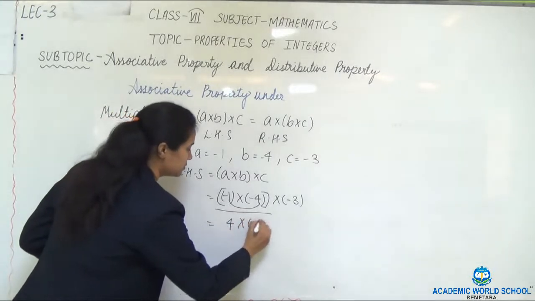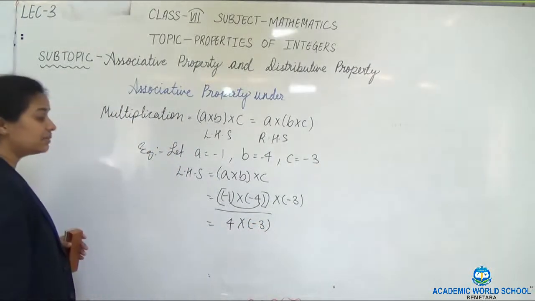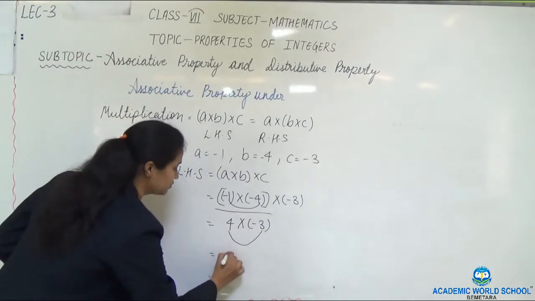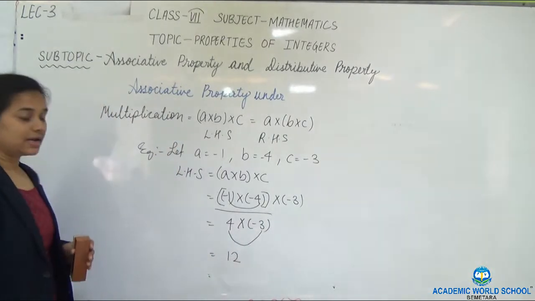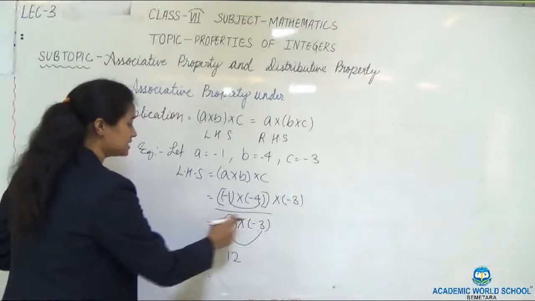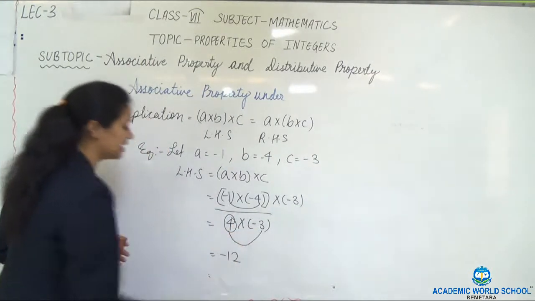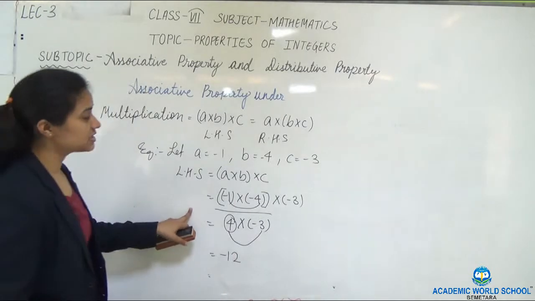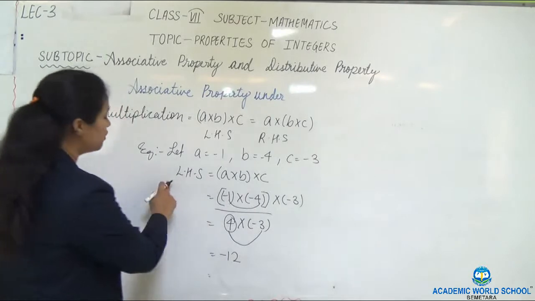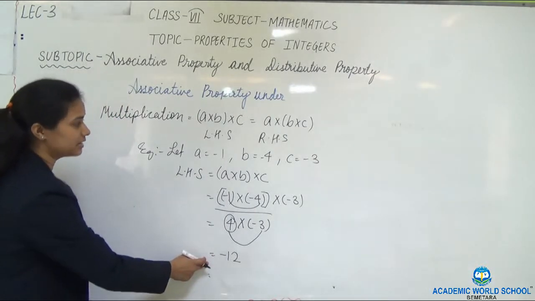4 into -3. So while we multiply two integers, we first multiply the numbers. 4 into 3, 12. Then we multiply the sign. So what is the sign of 4 over here? Plus. Means plus into minus, our answer is negative. The product of two integers having opposite sign is always negative. So the value of left hand side we got over here is -12.